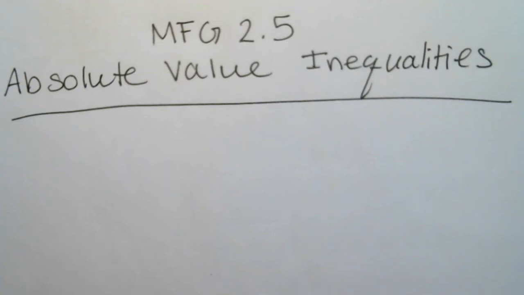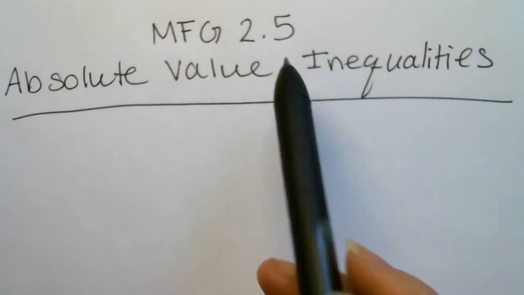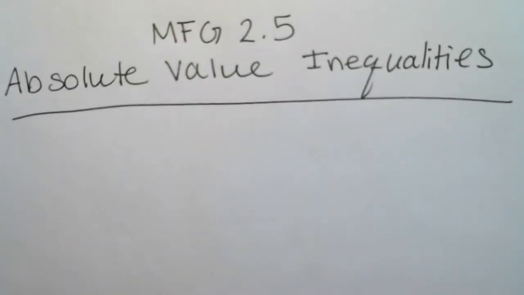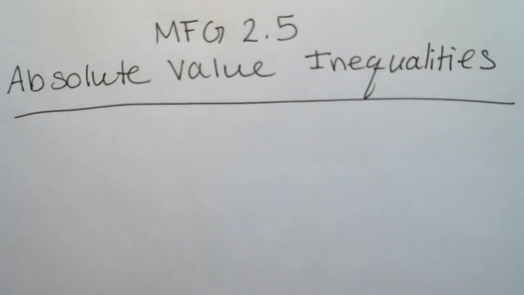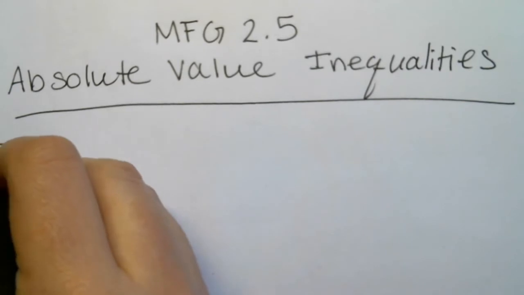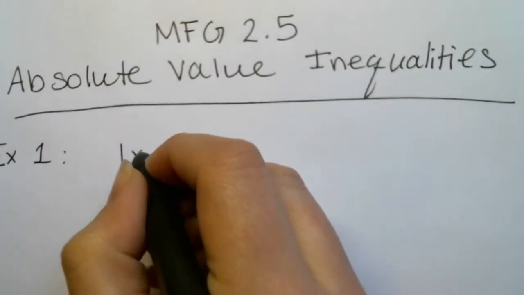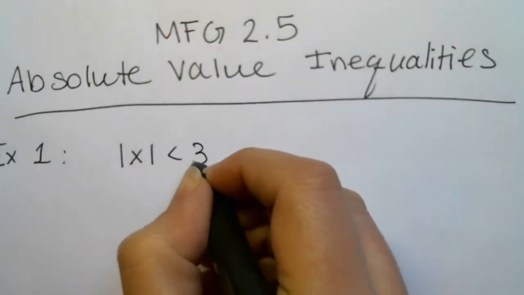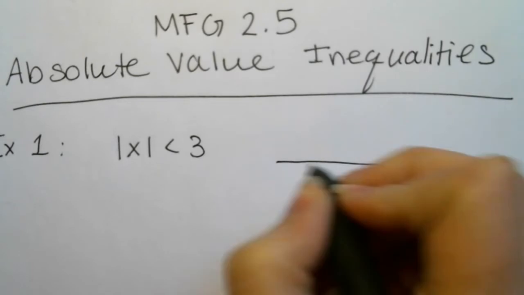Hey everybody, so in this video we're going to talk about the second part of 2.5, which is absolute value inequalities. Okay, so you should have already watched the video about absolute value equations. So let's start with an example. And we're going to start the way we did last time by looking at a number line.